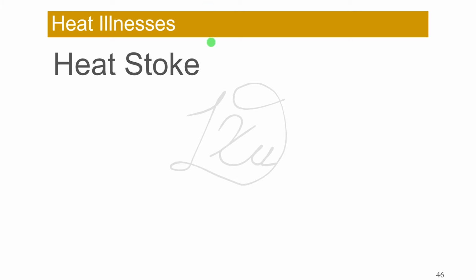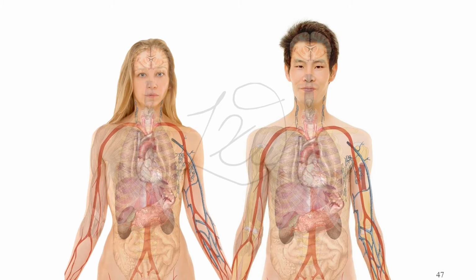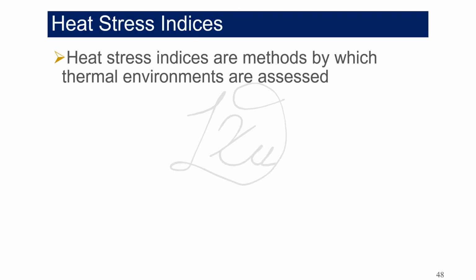Even after physical recovery, the heat tolerance of the victim may be impaired, perhaps permanently. As we can see, the reaction of the human body to climatic variations involves a complex mix of psychrometric parameters and physiological responses. Heat stress indices are methods by which thermal environments are assessed. Heat stress indices rely directly or indirectly on data gained from experimental tests on volunteer human subjects undergoing monitored work rates in a range of environmental conditions.